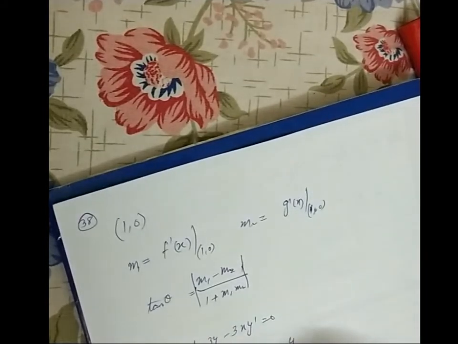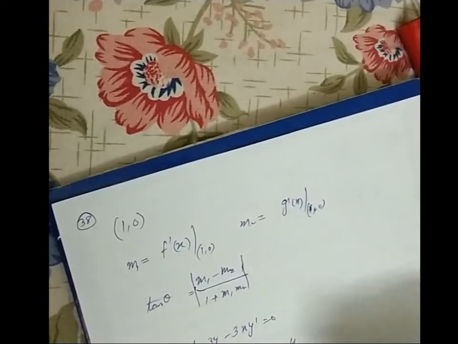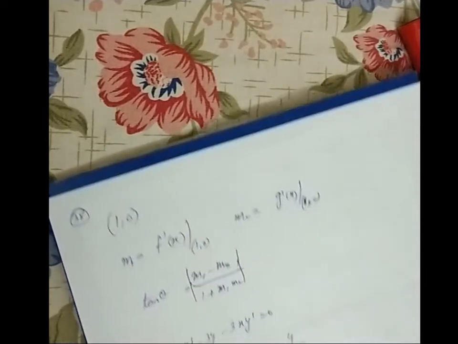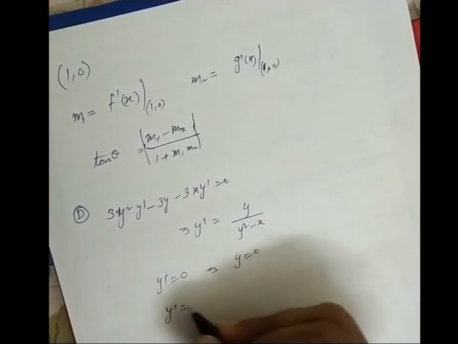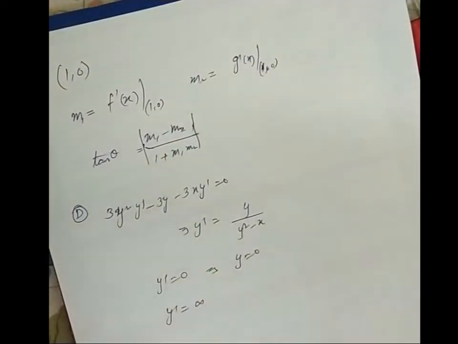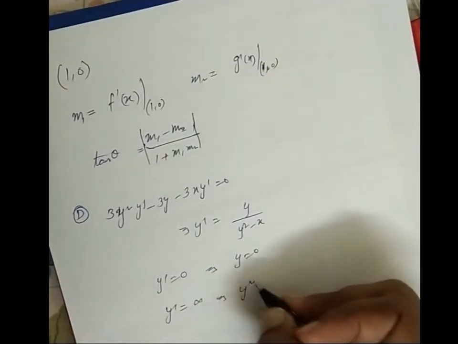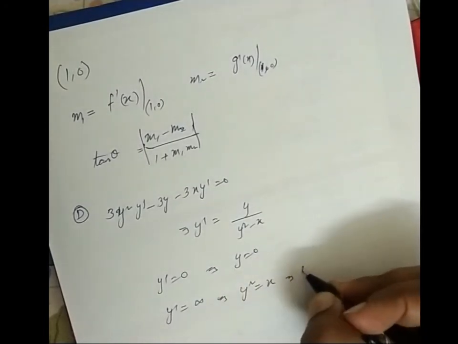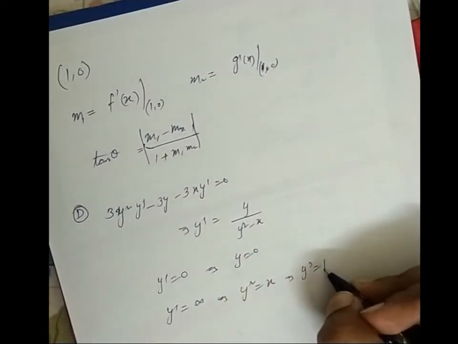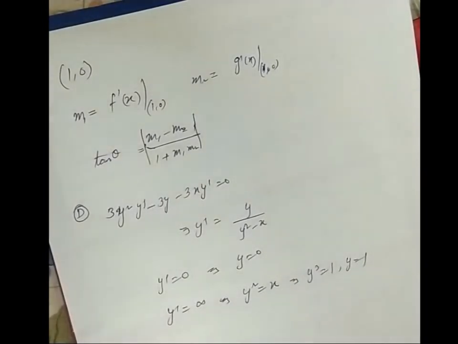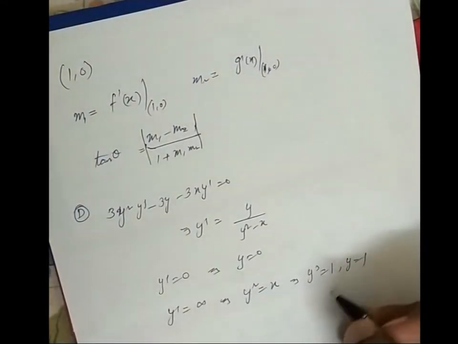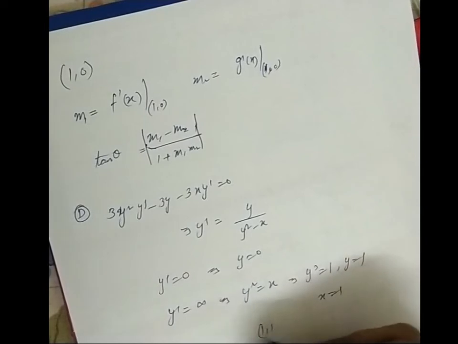So y dash equal to 0 implies y equal to 0, for which there is no real x, and y dash equal to infinity. This implies y square equal to x, which implies y cube equal to y, so y equal to 1. So if y is equal to 1, we can calculate the value of x. It would be x equal to 1, hence the point will be 1 comma 1.